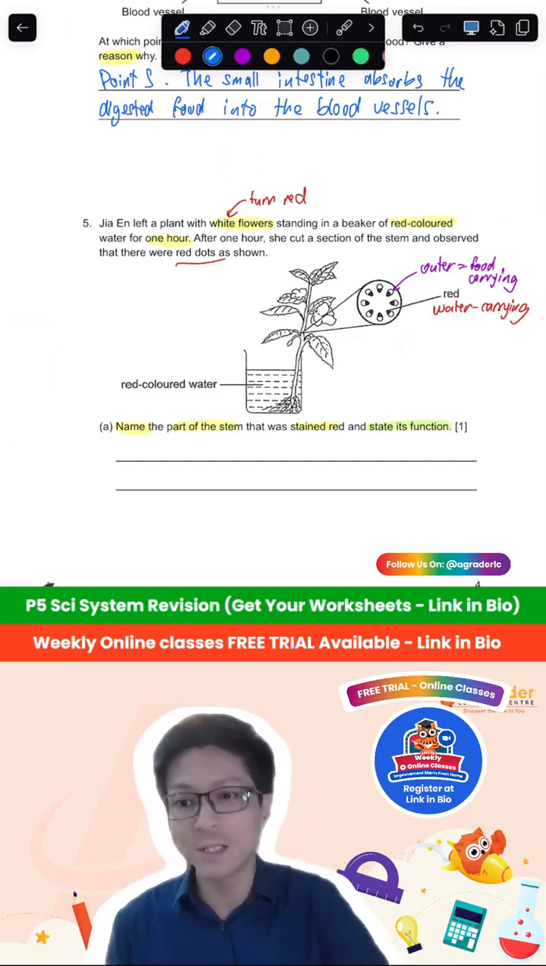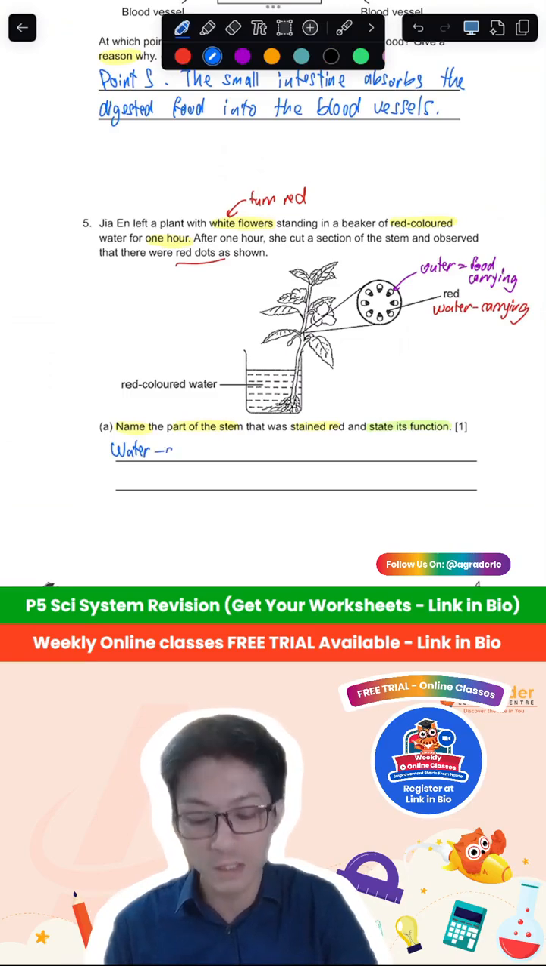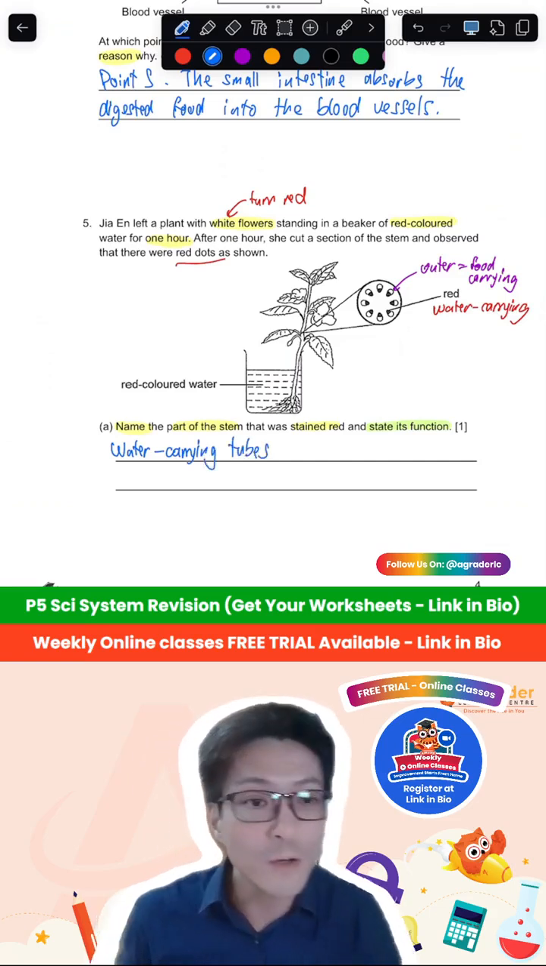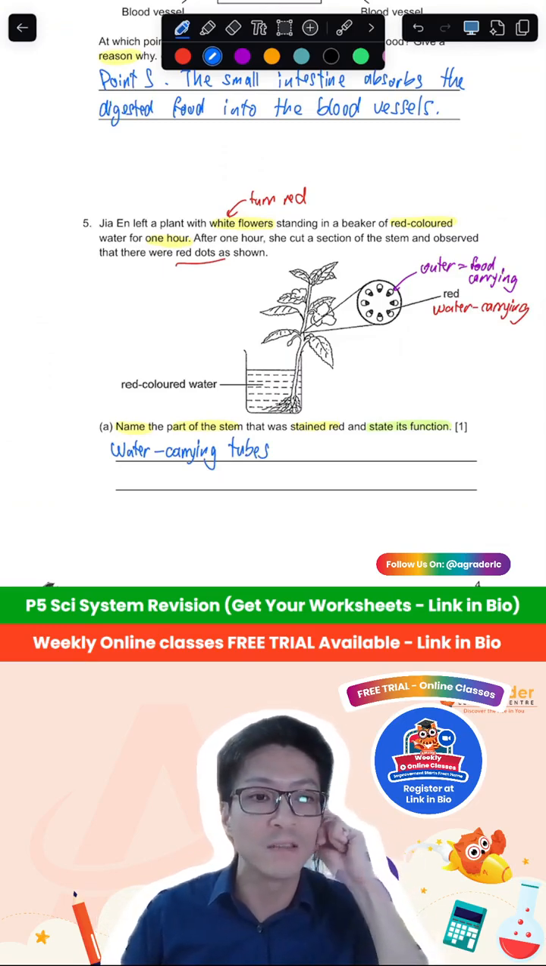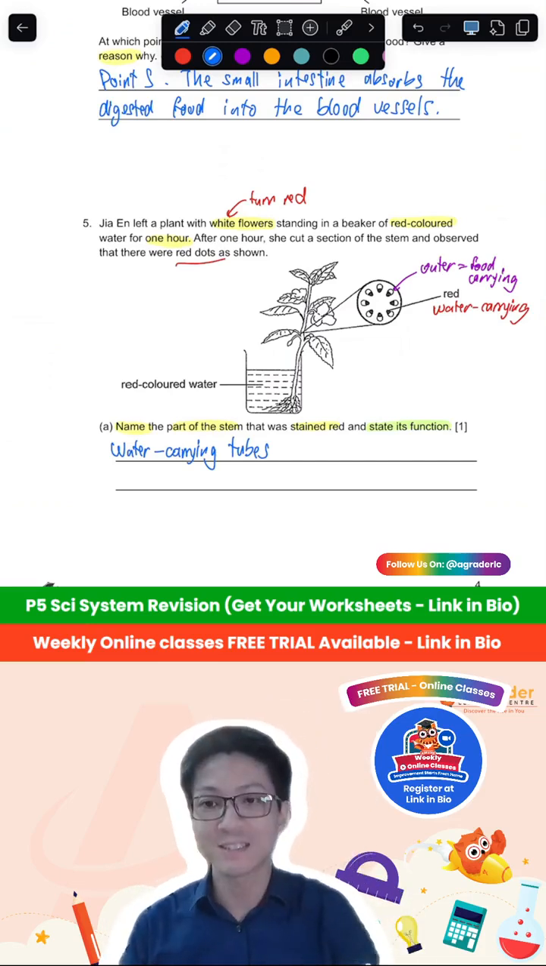So it's definitely the water carrying tube. So I'm gonna write down the name, water carrying tubes. Well, I got three answers. It transports water and mineral salt from the roots to all parts of the plant. Okay, well done.